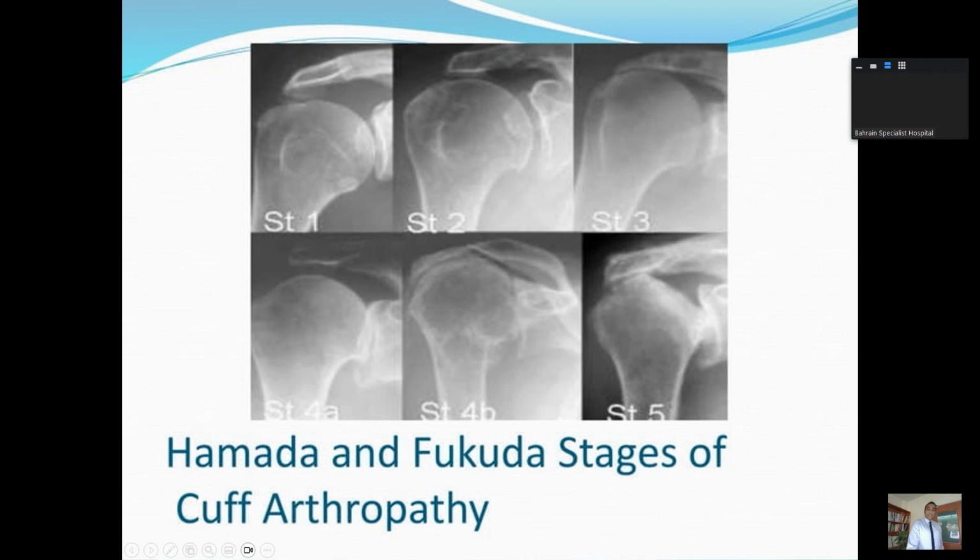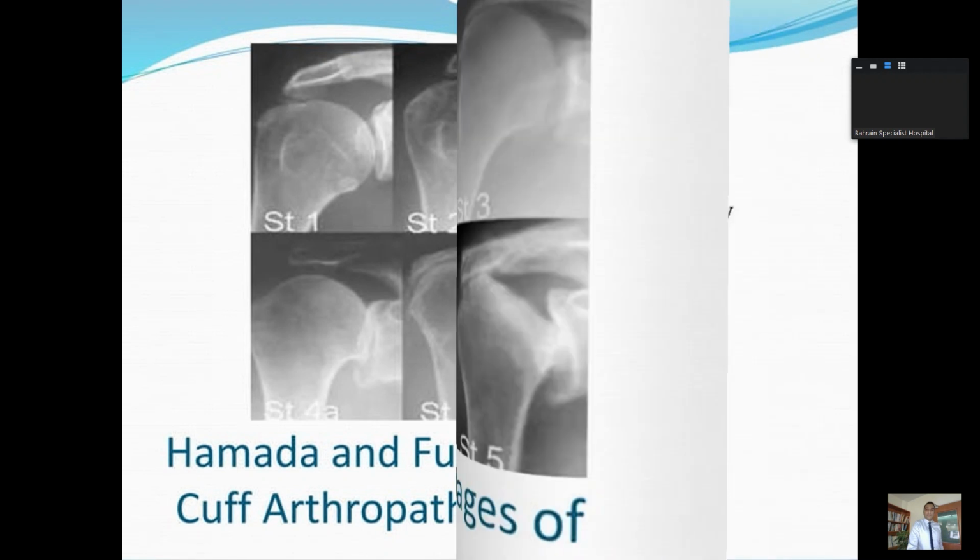So cuff arthropathy has 4 stages. It is described in the Hamada and Fukuda classification. Grade 1 is the initial rotator cuff arthropathy with atrophy of the muscles. And the last stage is stage 5 arthropathy where the head is completely damaged with acetabularization of the glenoid and acromion.